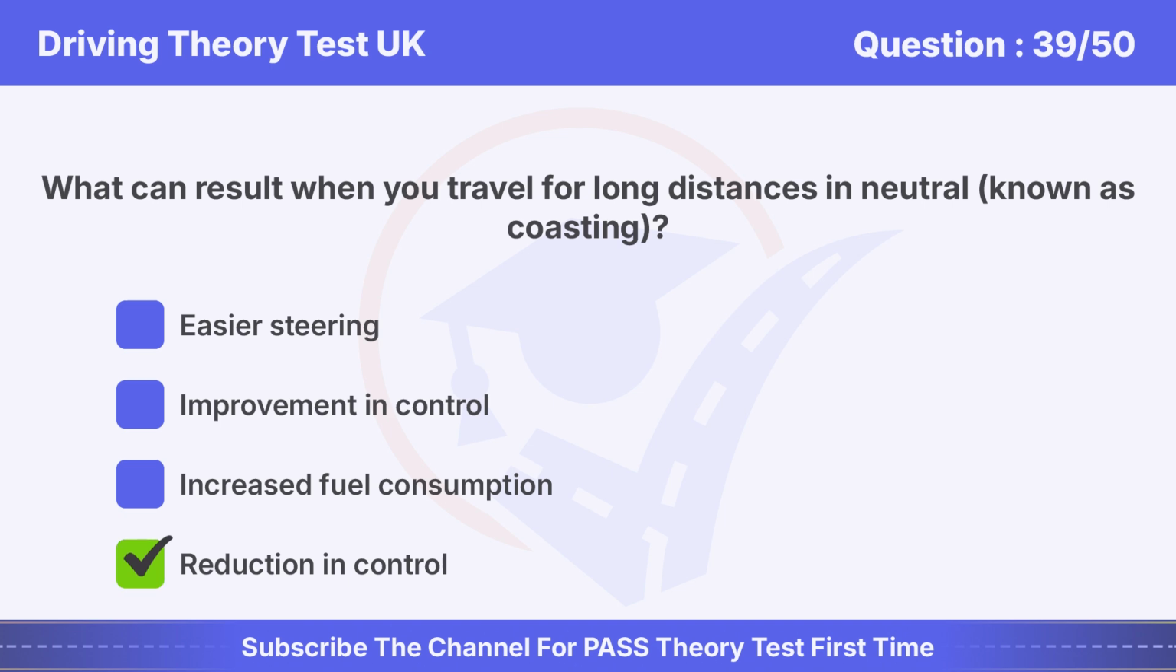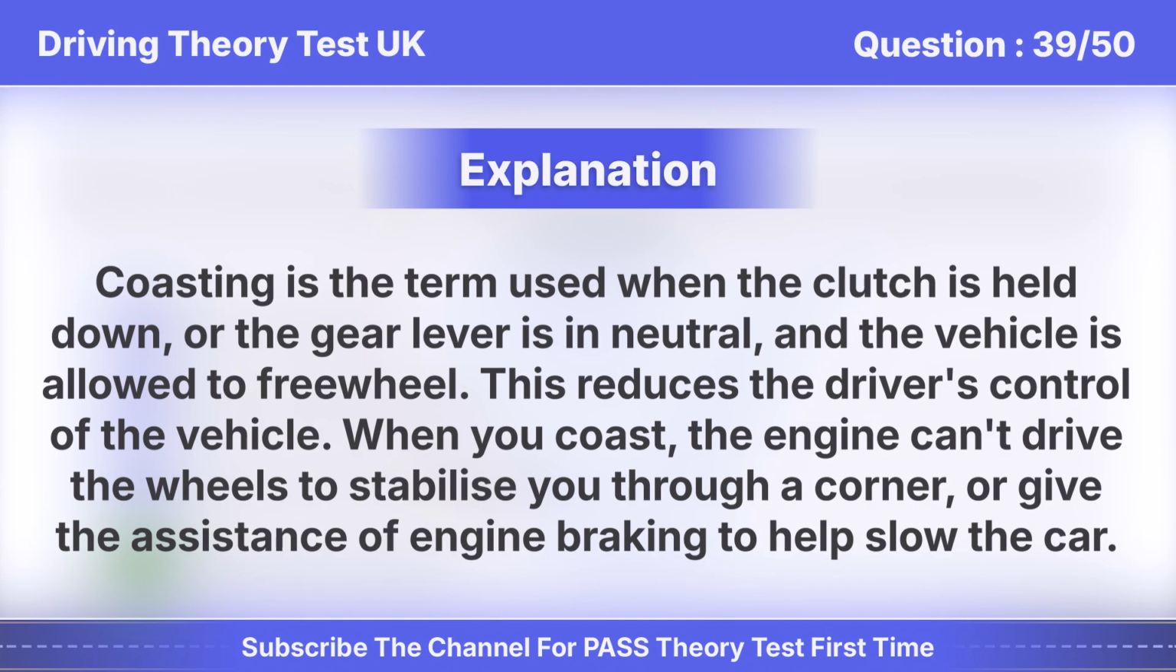Answer is D. Reduction in control. Coasting is the term used when the clutch is held down, or the gear lever is in neutral, and the vehicle is allowed to freewheel. This reduces the driver's control of the vehicle. When you coast, the engine can't drive the wheels to stabilize you through a corner, or give the assistance of engine braking to help slow the car.